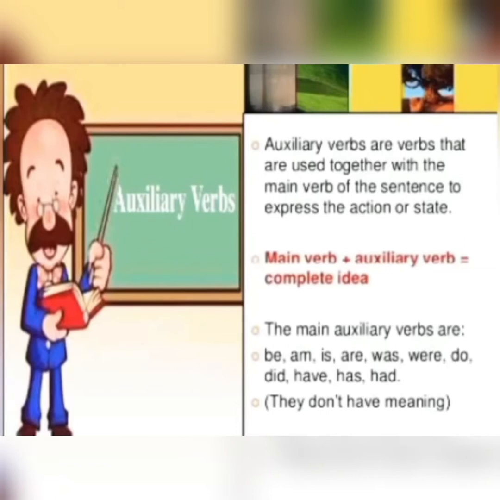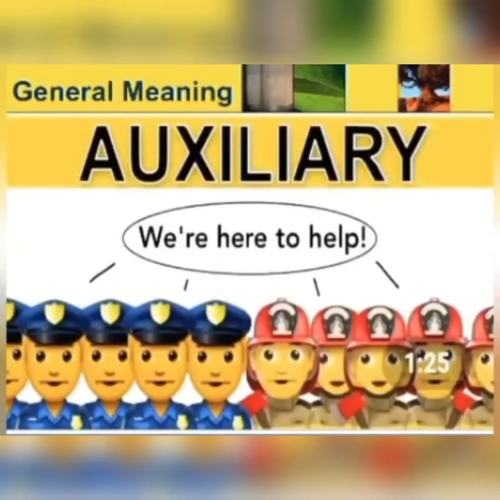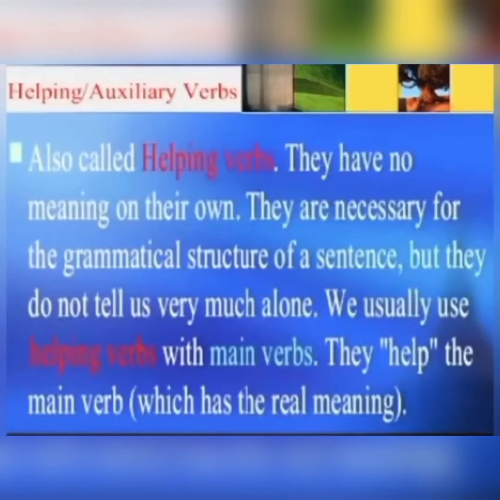The main auxiliary verbs are be, am, is, are, was, were, did, has, have, had. But they all don't have any meaning. So now let's move ahead. Now the general meaning of the word auxiliary is to help. So that's why the auxiliary verbs are also called the helping verbs. They don't have any meaning of their own. They are necessary for the grammatical structure of a sentence, but they do not tell us very much alone.